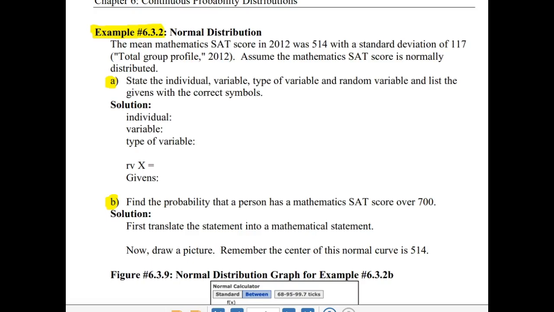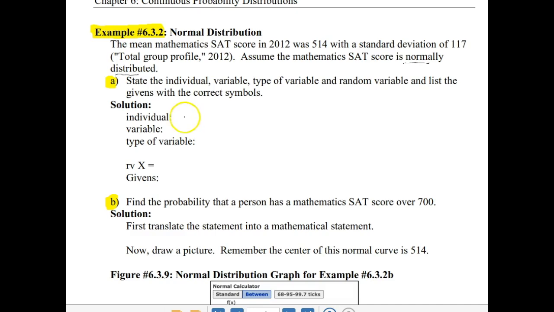Right, so 6.3.2, another normal distribution problem. The mean mathematics SAT score in 2012 was 514 with a standard deviation of 117. And we're told to assume that the mathematics SAT score is a normally distributed random variable. So once again, we're asked to state the individual, the variable, type of variable, and the random variable, and then to list the givens from the problem with the correct symbols.